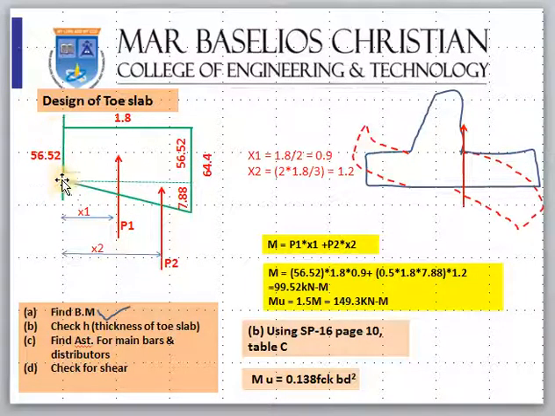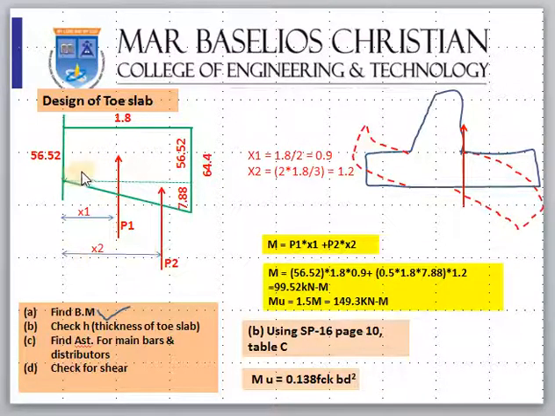I am taking moment to this point, so this distance is x1, and for the triangular portion it will be acting at the CG, it is x2, it is 2h by 3, this is h by 2. Okay, your h is 1.8 meter. Now x1, how do you calculate? x1 is total 1.8, it is acting at the CG, so 1.8 by 2, 0.9.